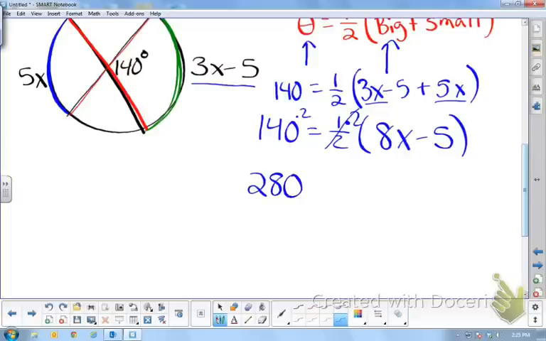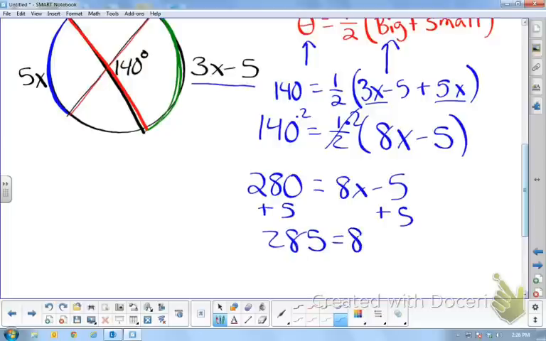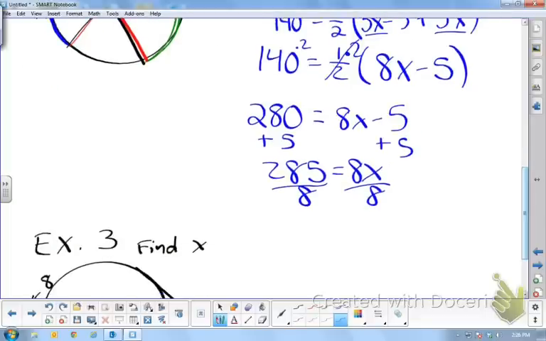So the 140 had to multiply by the 2. And that helps get rid of the parentheses. So now we just finish solving this equation. It's just a normal equation that we're used to now. We add 5 to both sides. Get 285. Divide both sides by 8. 285 divided by 8 is 35.6.